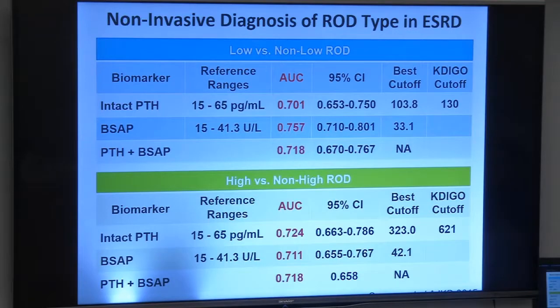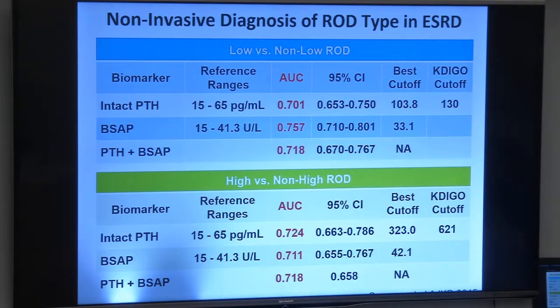Okay, so in your standard assessment of bone turnover in an ESRD patient, you check a PTH and a bone alk phos, and then your goal is to basically differentiate low from non-low and high from non-high, because that's where you basically have that fork in the road about how you treat somebody. Do you give an anabolic or do you give an anti-resorptive?